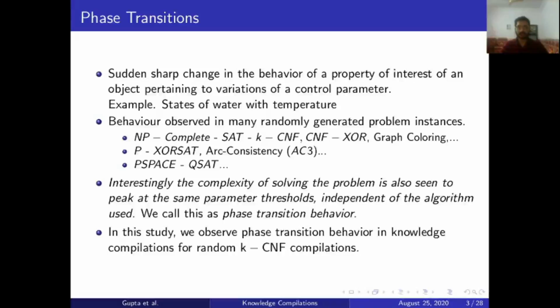And in this study, we will see how phase transition behavior is seen for knowledge compilations for randomly generated k-CNF formulas.